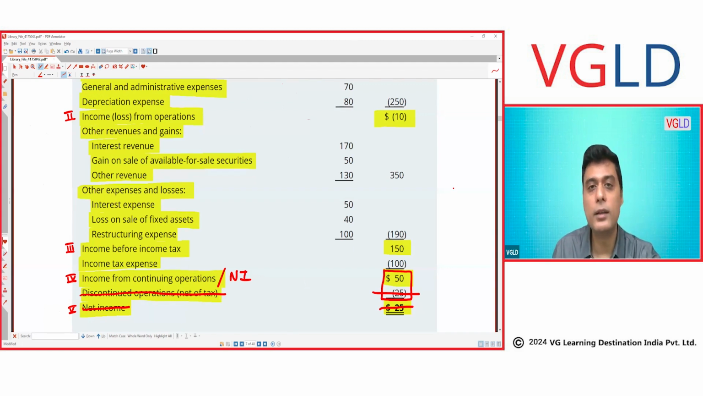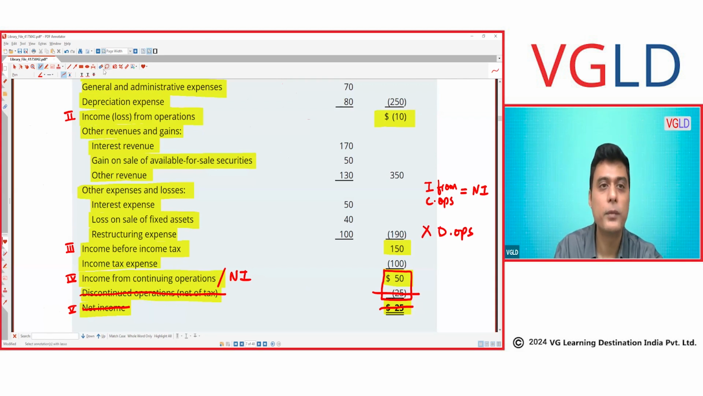Another interview question. If a company's income from continuing operations is same as net income, what does it indicate? It indicates that they don't have any discontinued operations. That's your interview answer. If a company's income from continuing operations is same as net income, what does it mean? It means that they don't have any discontinued operations.